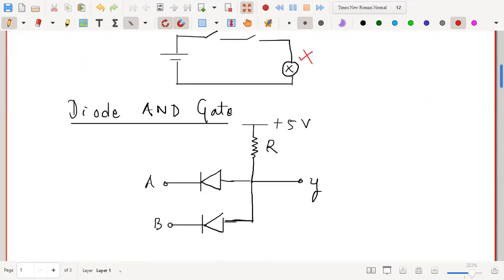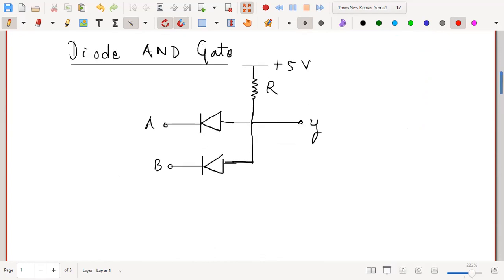Now let us go forward and see how we can construct the diode AND gate. How we can make AND gate with the help of a diode. Okay. So here you can see this circuit where the two diodes, let me call these diodes D1 and the lower one D2. They are connected in this way.